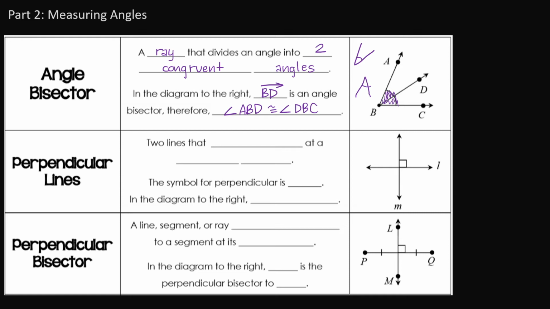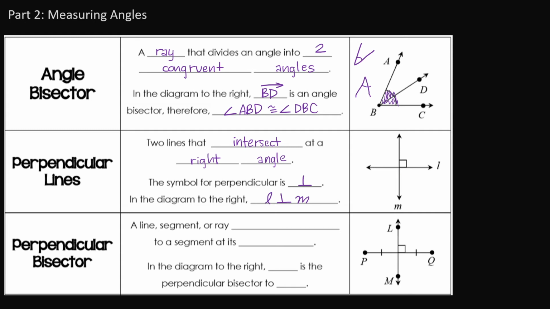Perpendicular lines. These are 2 lines that intersect at a right angle. And this one should definitely be review for us. Perpendicular lines are two lines that intersect at a right angle, like the diagram shows. The symbol for perpendicular is like this. It's kind of like an upside down T. In the diagram to the right, line L, remember that script letter, is perpendicular to line M. They meet each other, they intersect at a 90-degree angle.